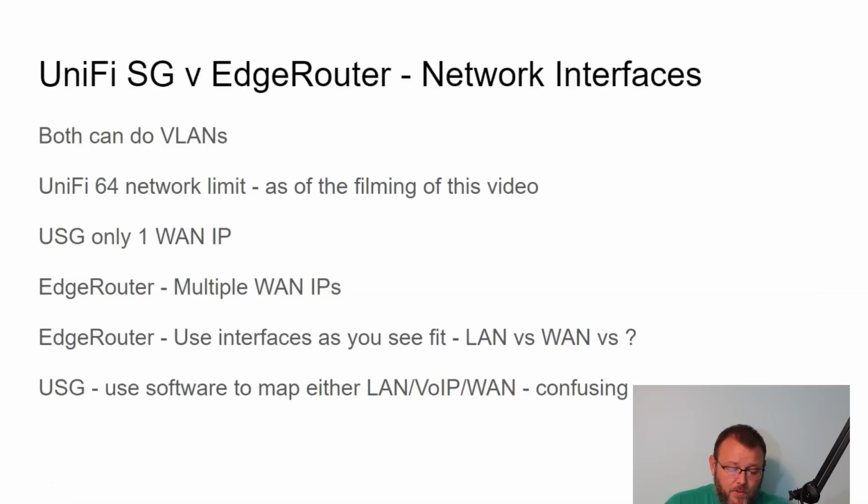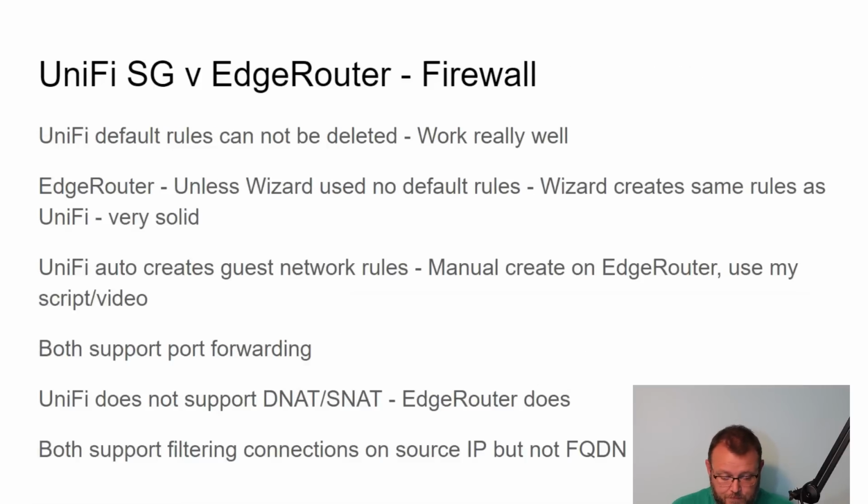The EdgeRouter, you can use the interfaces as you see fit. Any interface can be a LAN interface. Any interface can be a WAN interface. If you wanted to get crazy, do VLANs on one port, you could use one port. I don't know why you would, but you could. The USG, you have to use the UniFi software to remap any of the ports, and it's confusing, especially on the EdgeRouter Pro. And so I do have a video coming for that.